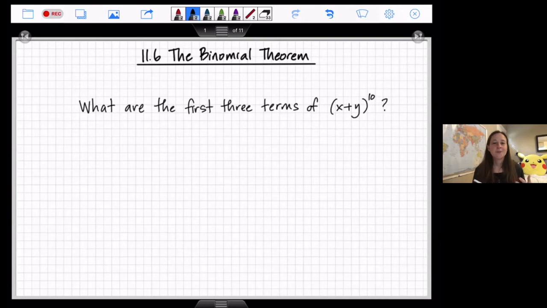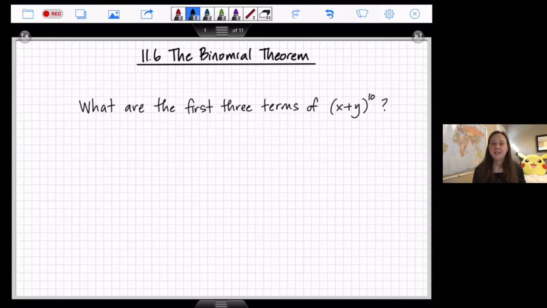We are almost done with the whole semester. Section 11.6 on the binomial theorem is our last section of the semester. And the binomial theorem is a neat shortcut trick for answering questions like the one on the whiteboard. What are the first three terms of the expansion x plus y to the 10th?